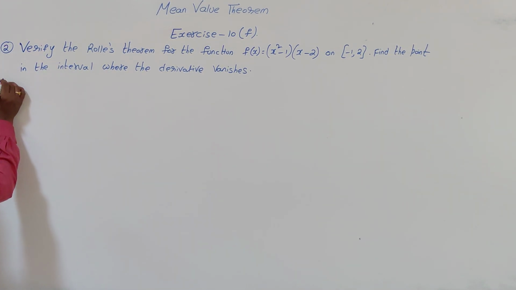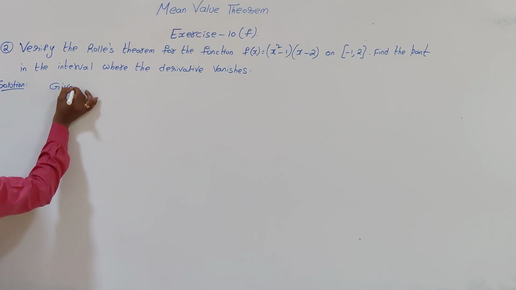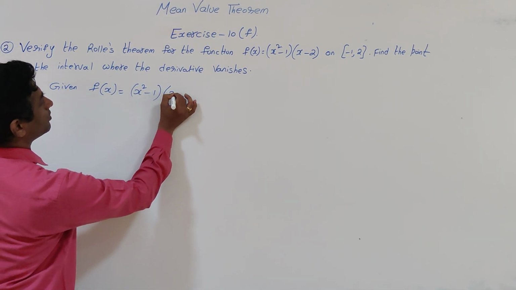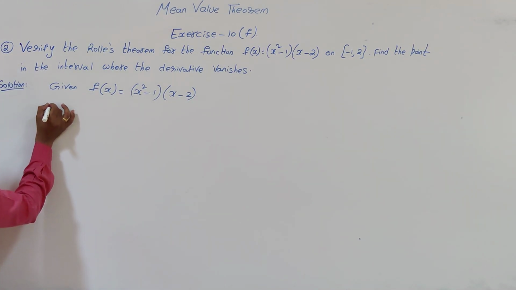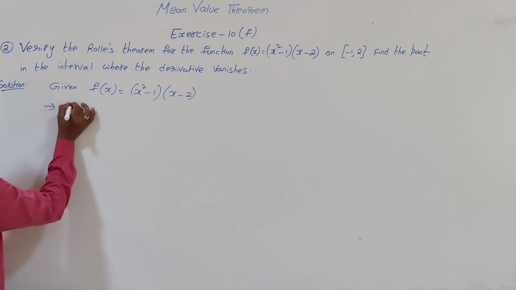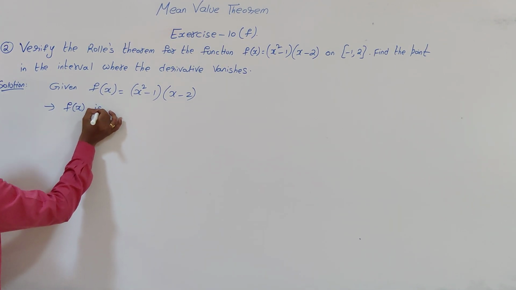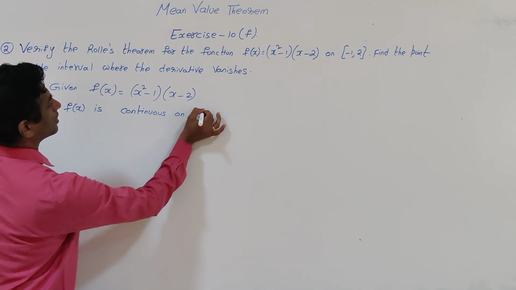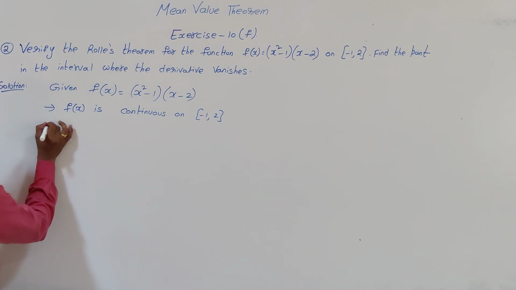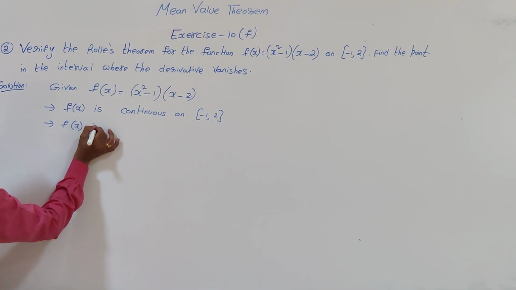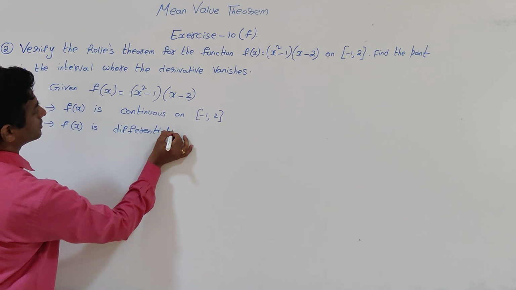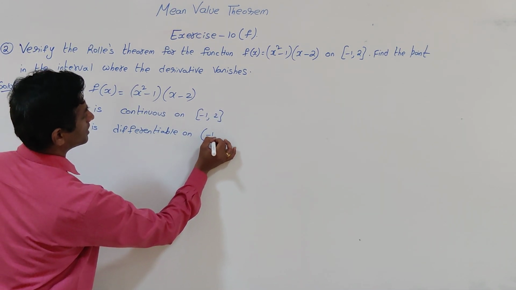Now, solution. Given f of x is equal to x square minus 1 into x minus 2. First one, what is the first condition of Rolle's theorem? As it is a polynomial, it is continuous. f of x is continuous on closed interval minus 1 comma 2. Second, f of x is differentiable on open interval minus 1 comma 2.